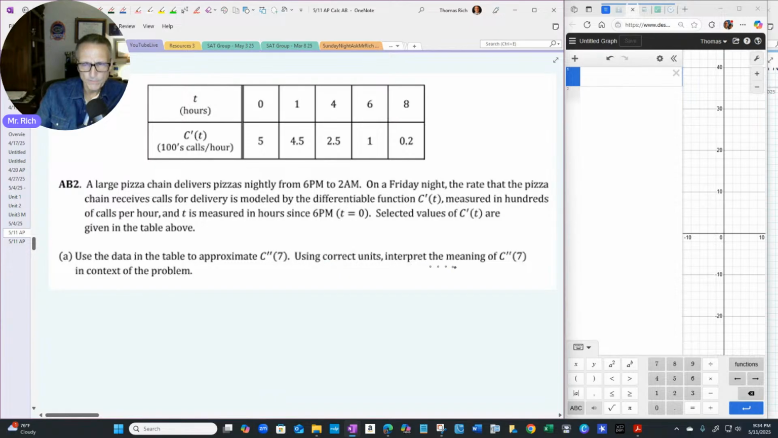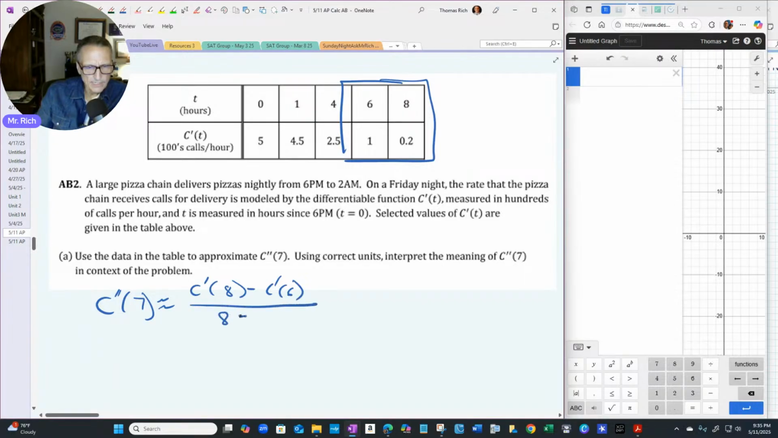Using correct units, interpret the meaning of C double prime of 7 in the context of the problem. So we're going to use these two ordered pairs right here and get the average rate of change between those. So C double prime of 7 is going to be approximately the average rate of change there. So we'll take C prime of 8 minus C prime of 6, and then divide that by 8 minus 6.